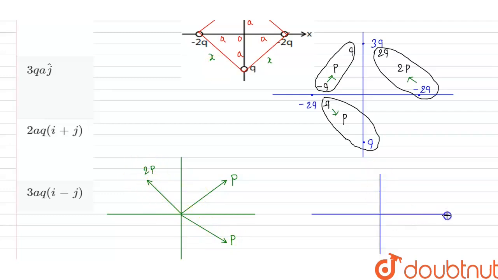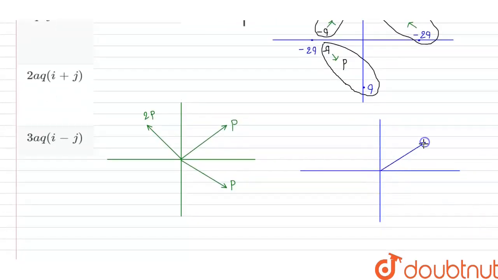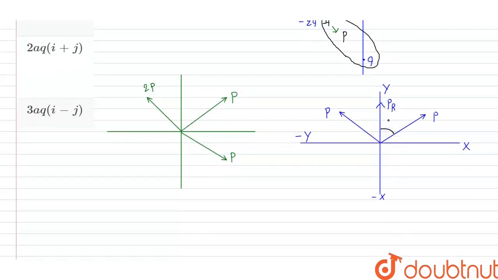So the resultant p, and here only 1p is left. P and p, and they result in this direction, y-axis and x-axis, minus x minus y. For a dipole, we know that this angle is 45 and this angle is also 45, 90 degrees.